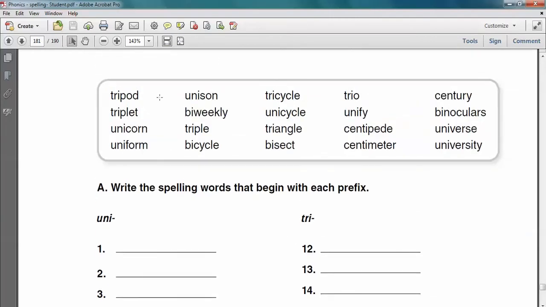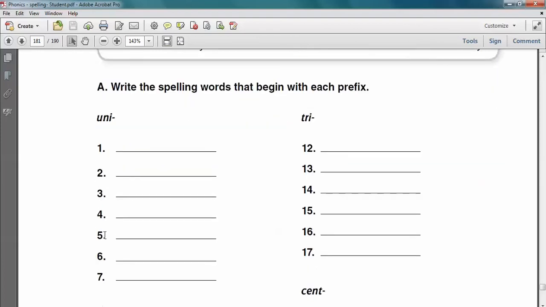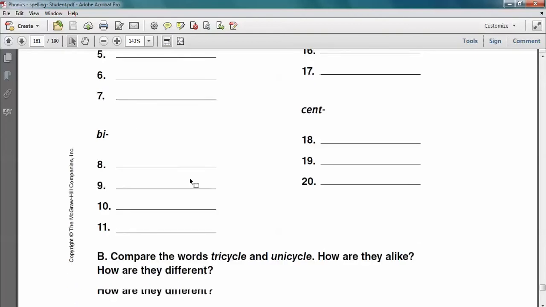For example, tripod, we will write it in the group of tri. Then triplet, also in the same group. Unicorn, uniform, both of them will be in uni. And we will do the same for the rest of the exercise.